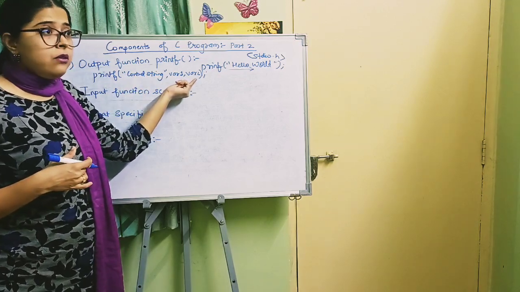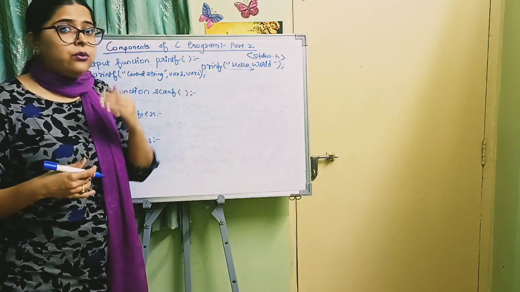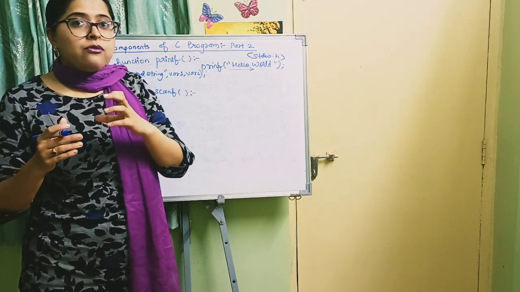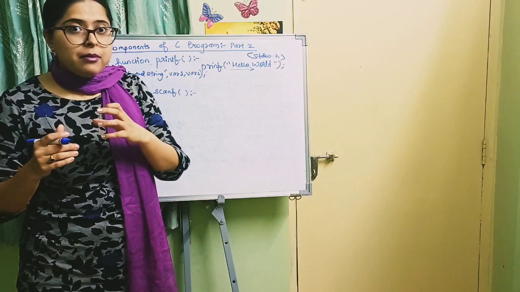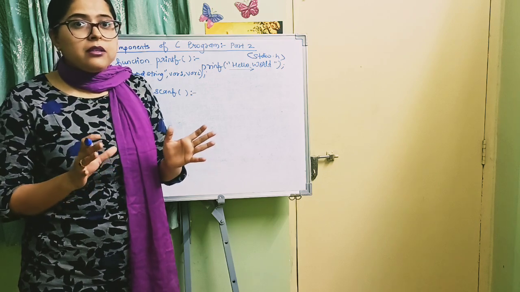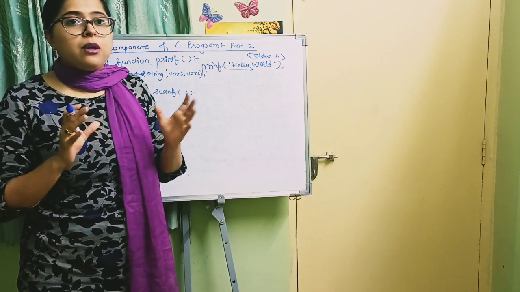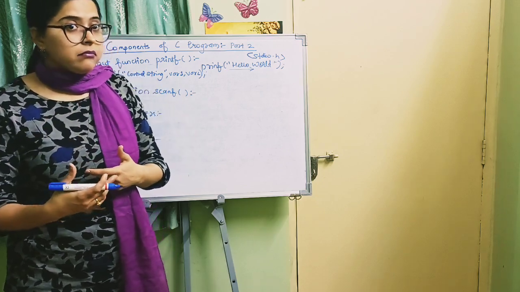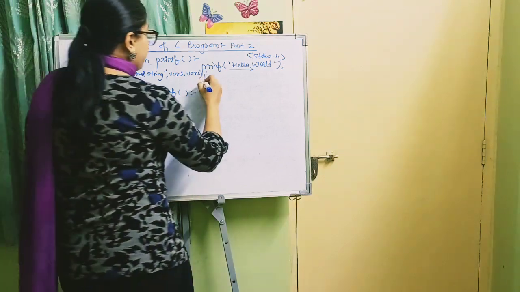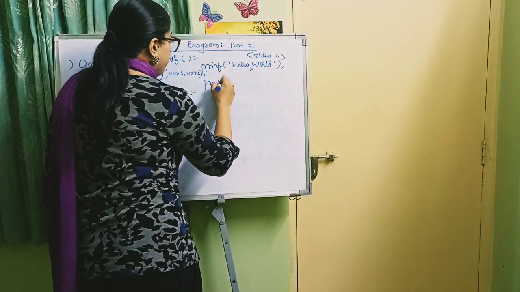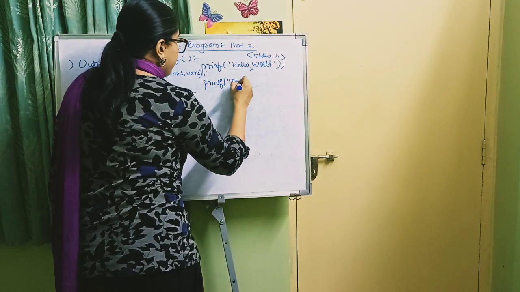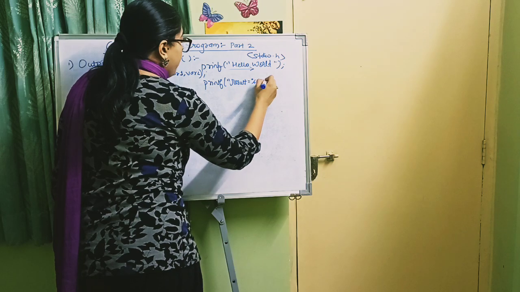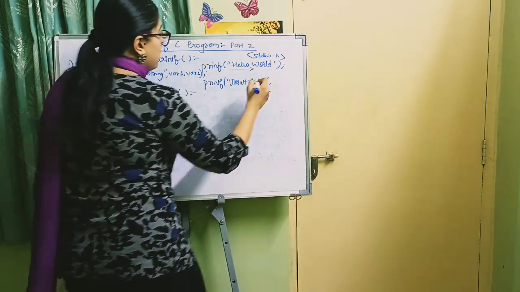How? For example, you want to add two numbers, and you have declared two variables a and b. After addition of the two numbers, you want to store the result in the variable r. So how will you print it? printf("result equal to %d \n", r).